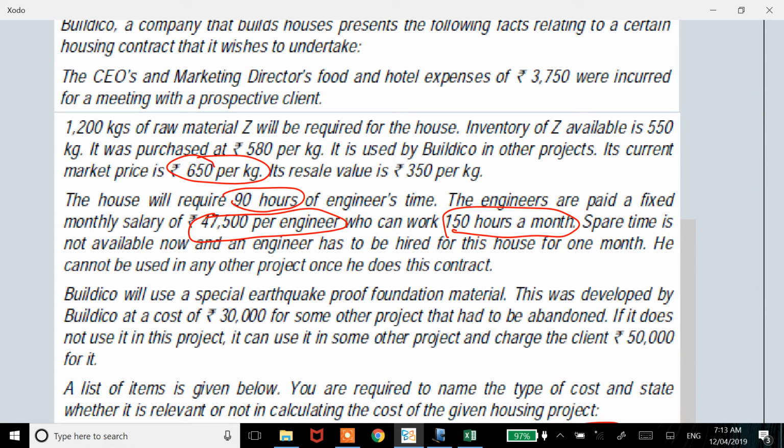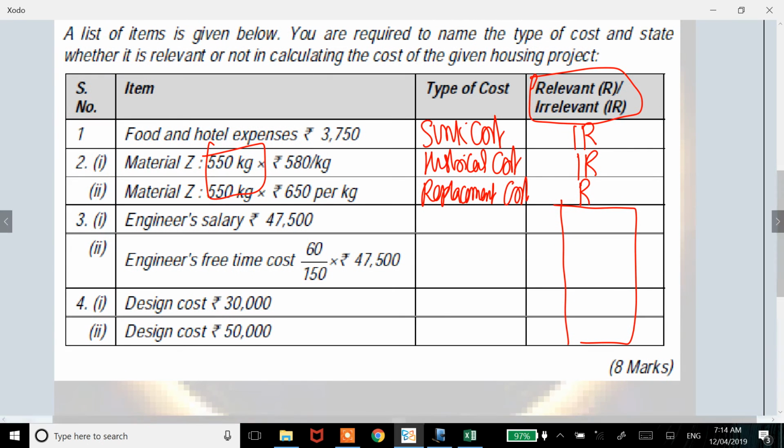So technically, even if you need him for 1 hour, the relevant cost is 47,500. So 47,500 is relevant. This is irrelevant. I'll call this a committed fixed cost. Whether I use them or I don't use them, I will have to pay this money, 60 by 150 into 47,500.